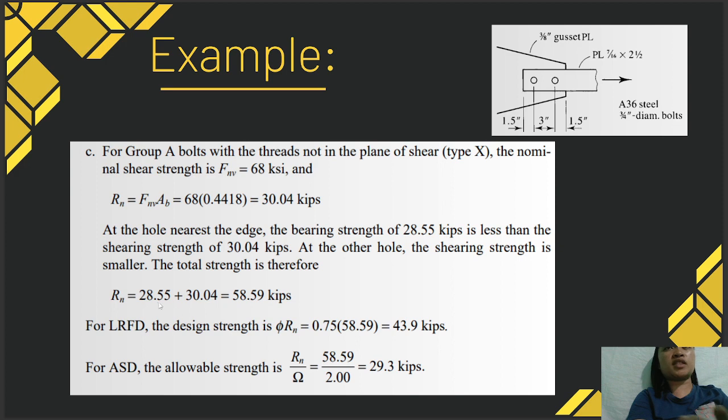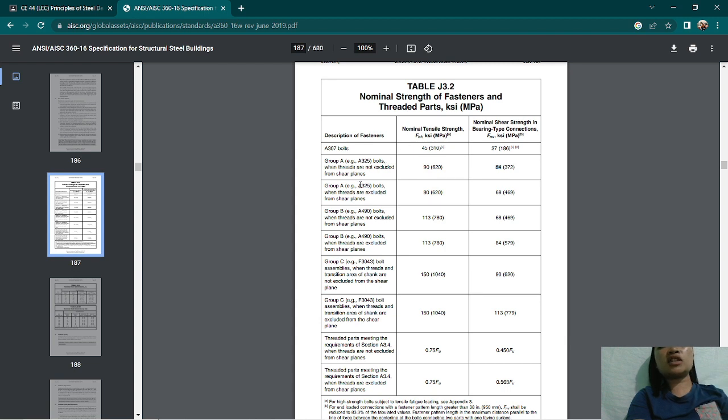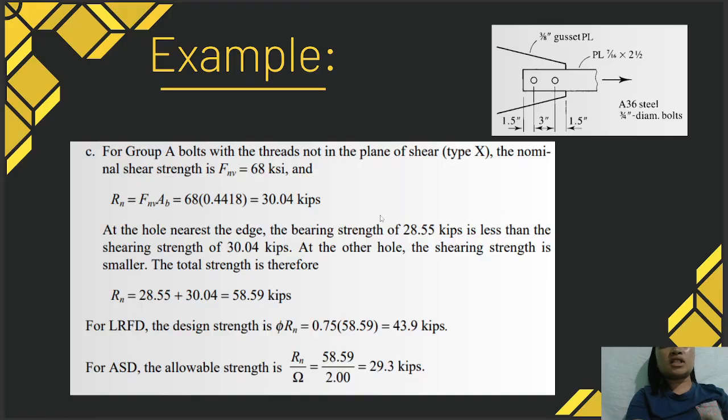The next is Group C, where the threads are not in the plane of shear. Here it belongs to when threads are excluded from shear planes, and we see that the nominal shear strength is 68 ksi. Is 68 correct? Yes. So our nominal shear strength Fnv equals 68 ksi. So our nominal strength is equal to 68 times the cross-sectional area of the bolt, which is 0.4418. So our nominal shear strength for one bolt is 30.04 kips.